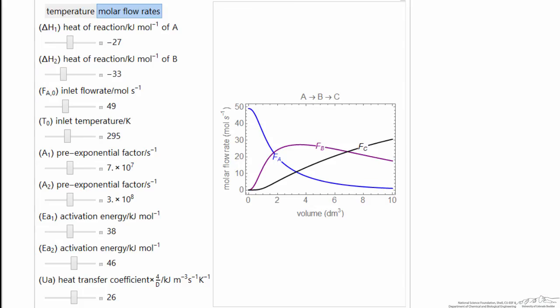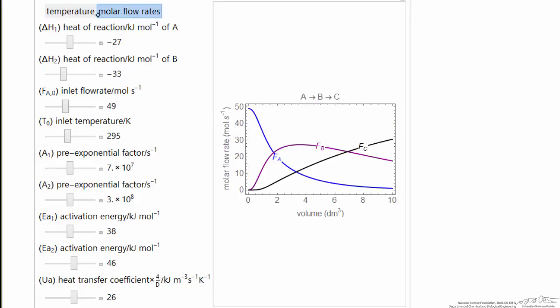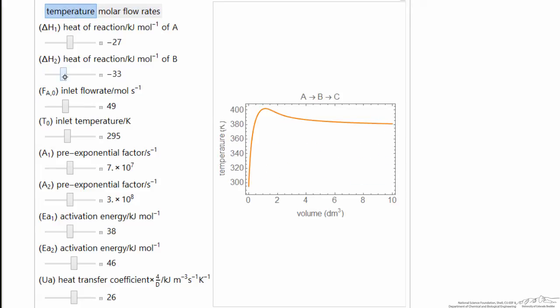So here's the interactive simulation for this plug flow reactor. Selected the molar flow rate button. I can select temperature and see how for this exothermic reaction the temperature increases, goes through a maximum, and then levels out. Let's look at temperature. If I change the heat of reaction, pretty small changes, change this heat of reaction, a little more change, so not very sensitive to heat of reaction.